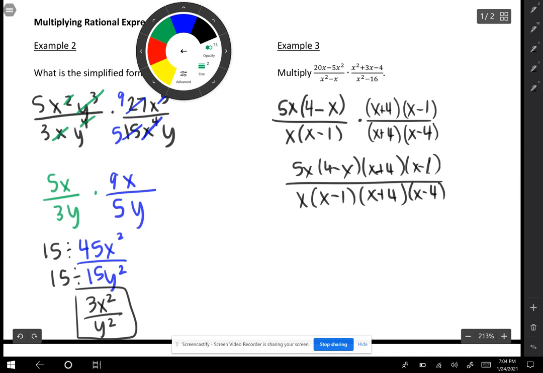Now I can cancel out what the top and bottom have in common. So I can cancel out the x minus 1s. I can cancel out the x's. I can cancel out the x plus 4s. What this leaves me with is 5 times 4 minus x over x minus 4.